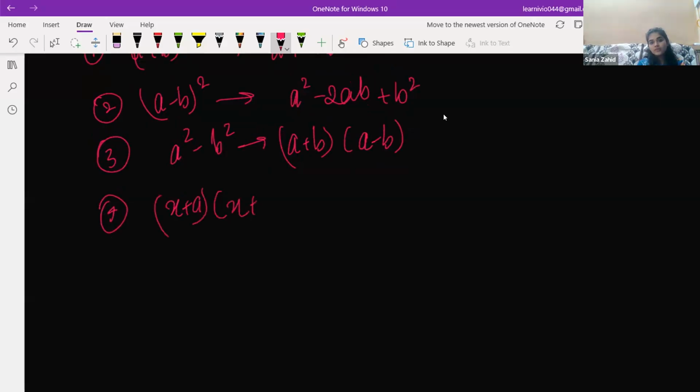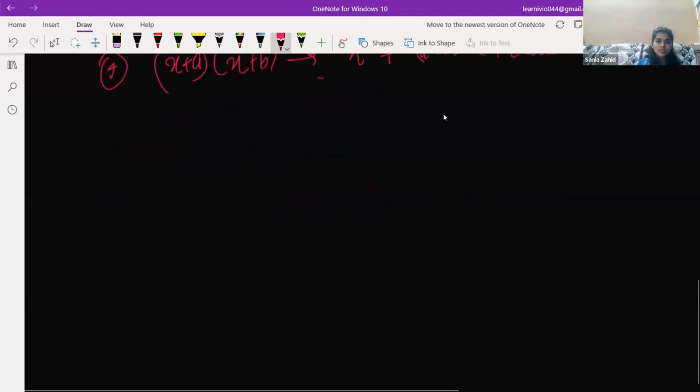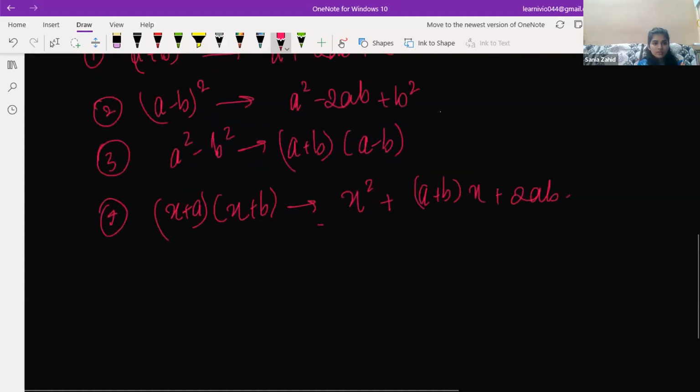Okay, how do you open this? X square plus a plus b into x, plus a into b. It's not 2ab, it's a into b. I'm sorry.